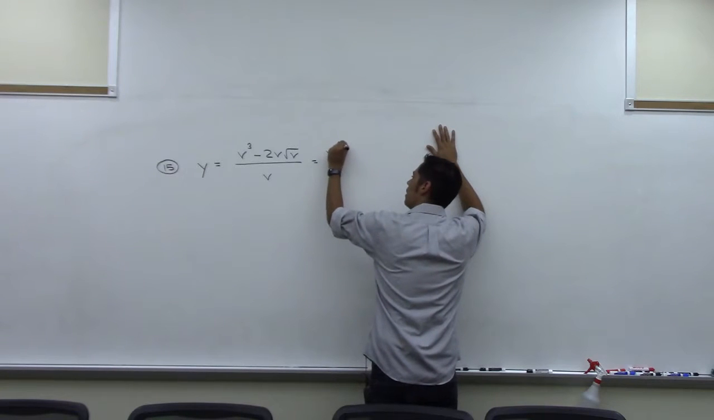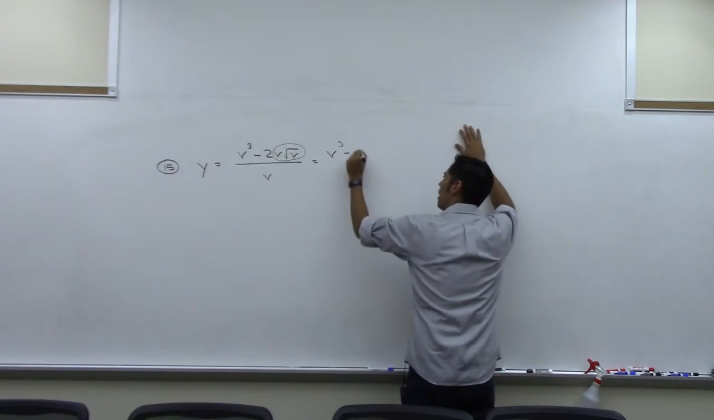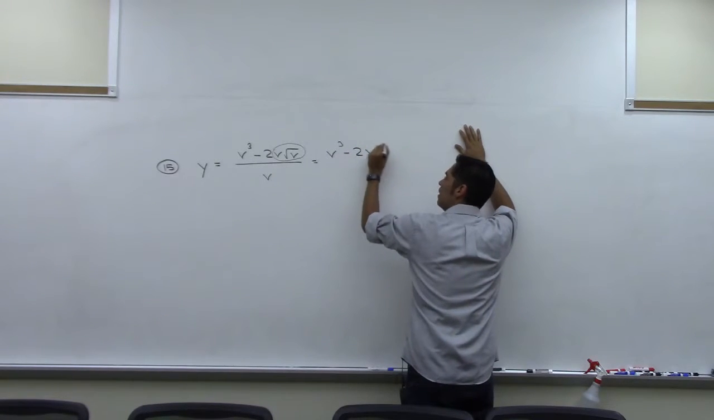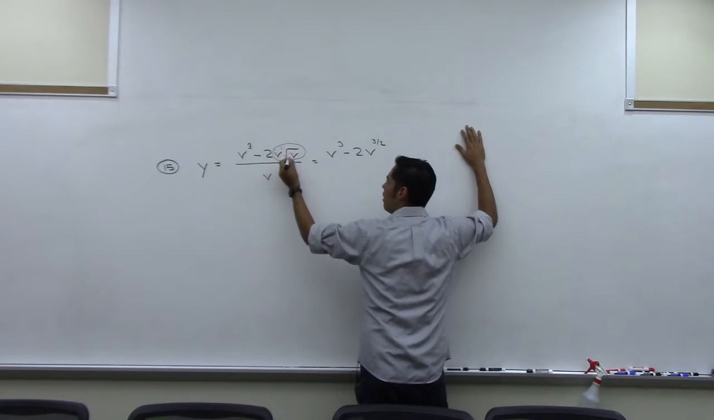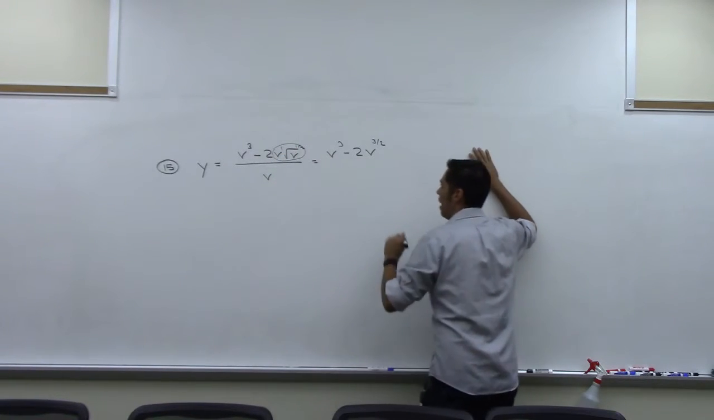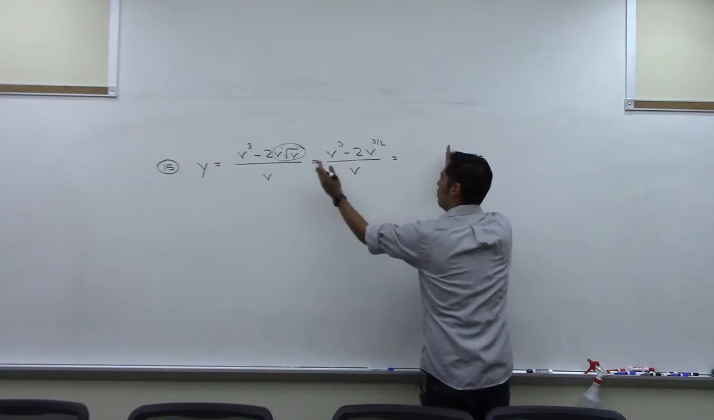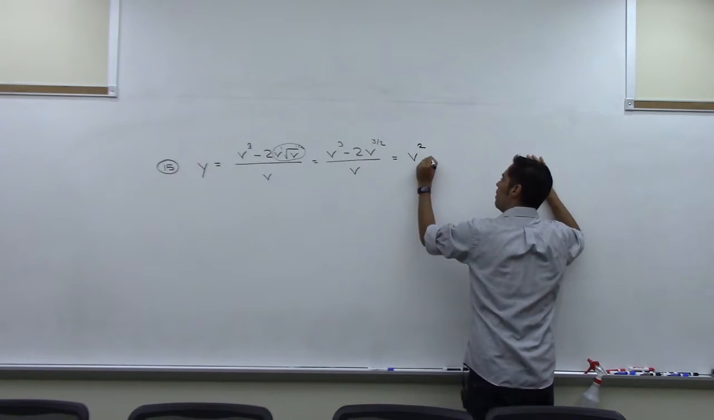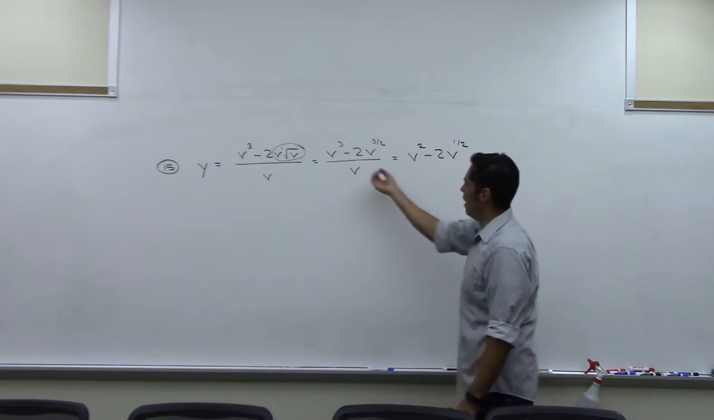So how do we want to do this? Let me do this. v cubed minus, now let's put these together. This is the same as minus 2v to the 3 halves. That's just adding the exponents. This is a 1, this is a 1 half. Add them together, you get 3 halves over v. Let me show you what I mean. I would split this up into 2. Let's make this v squared minus 2v to the 1 half. So that's what would happen if you split this up.